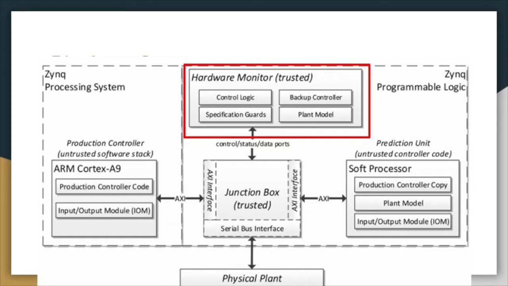The hardware monitor utilizes C code instead of a hardware description language. This makes it easier to integrate a stability-preserving backup controller and the plant system model. The specification guards test if the output of the plant model, physical plant, and prediction unit are in an acceptable range. If they're outside of range, or there's an error status code, the output from the backup controller overrides the production controller's output. The hardware monitor was implemented on the FPGA fabric of the Zynq 7000 board.